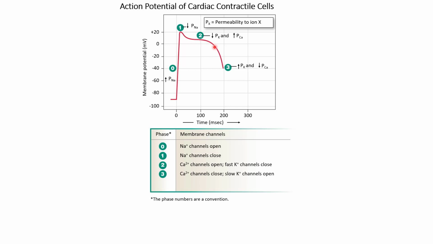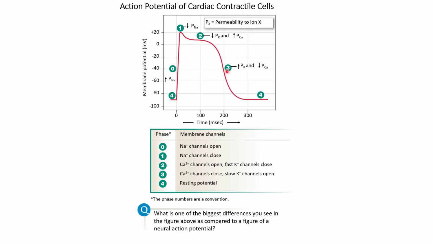After a period of time, our calcium channels are starting to close, and we have what we call slow potassium channels that then open. So two types of potassium channels: fast, those close, and the slow open. And now we start seeing more and more potassium enter into the cell, which causes our repolarization, and then we end up back at our resting membrane potential.